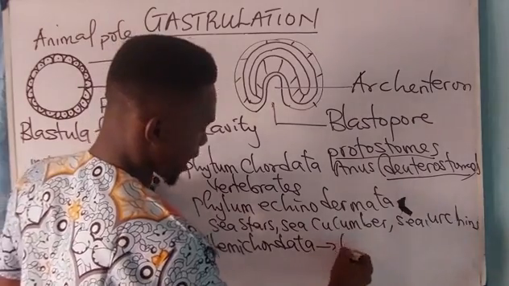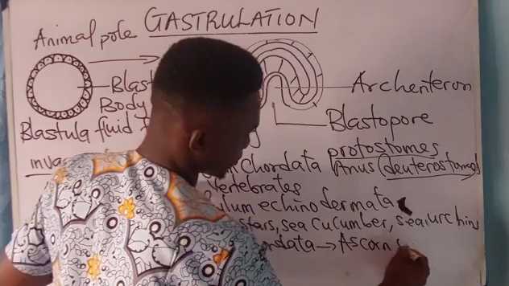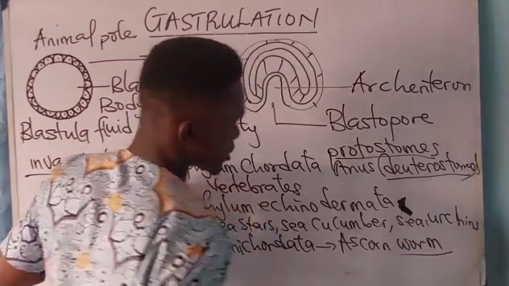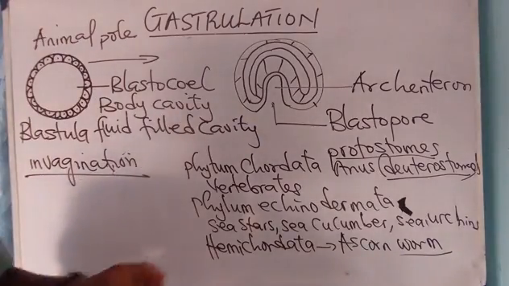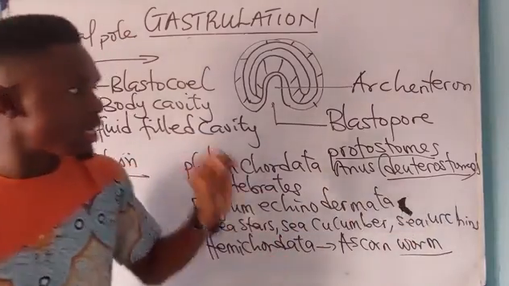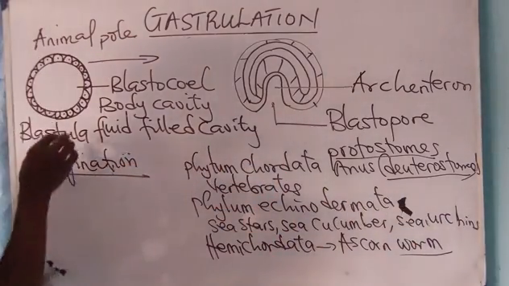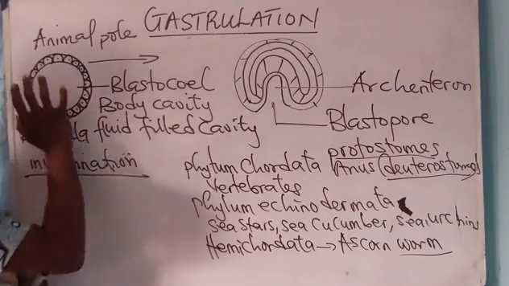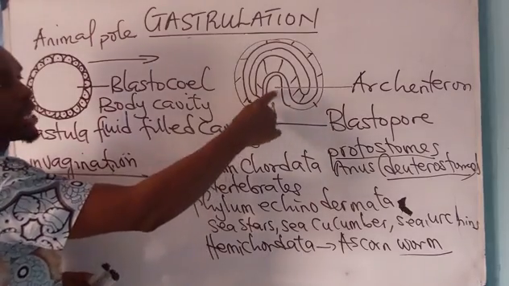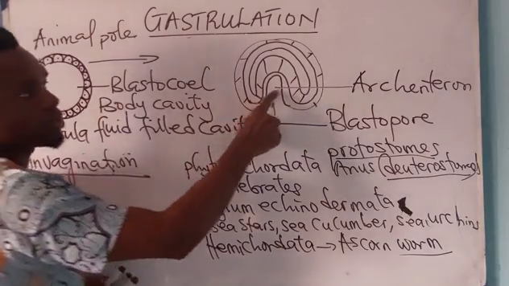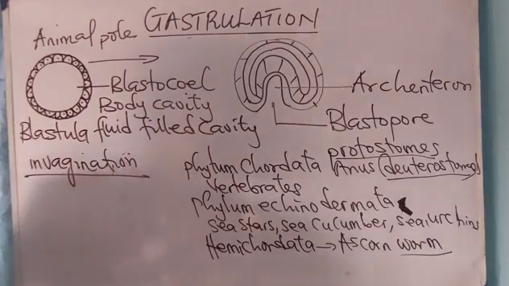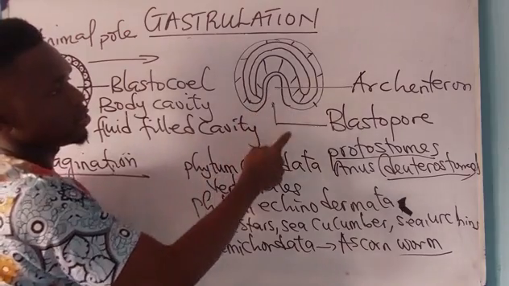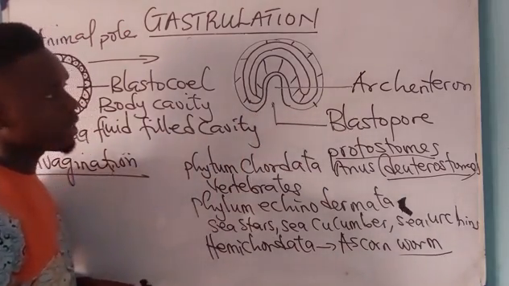That is where you have the ascon worm. All right, so please, these are the three examples of what? Deuterostomes. Now, I said as soon as the vegetal pole of the blastula invaginates, it will produce a hollow or pocket-like structure called what? That is the archenteron. Exteriorly to the archenteron, you have the blastopore.